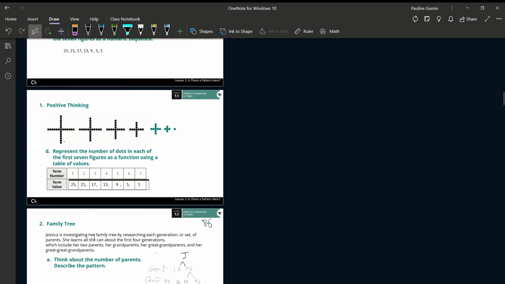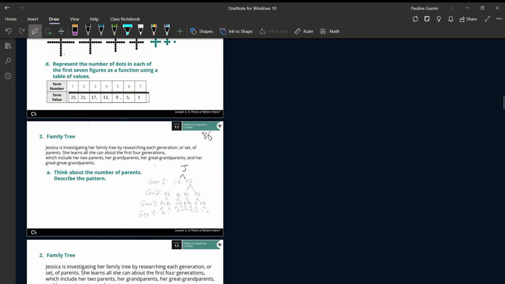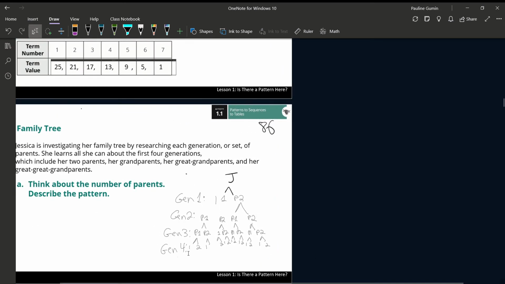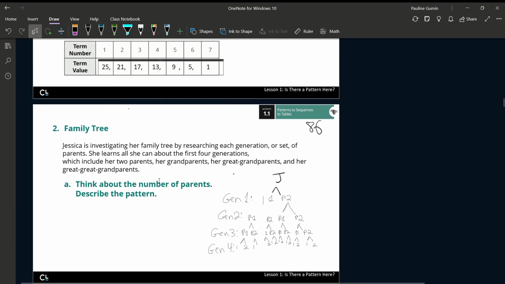Next we have a family tree. Here we have Jessica, who's investigating her family tree by researching each generation or set of parents. She learns all that she can about the first 4 generations. Let's count the parents in each generation.